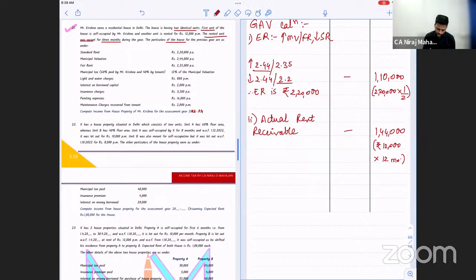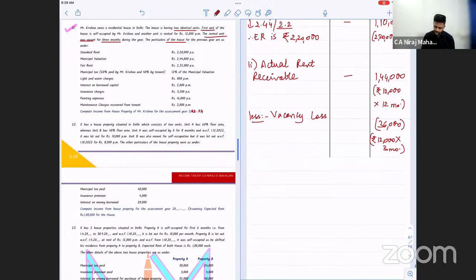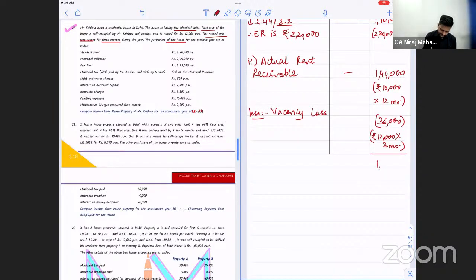Then what do we write next? There is a vacancy loss, bachcho, of 3 months. So rupees 12,000 into 3 months, 36,000. Yes or no, all of you? And because of that, this figure comes to 1,08,000. All of you? Tell me. Clear till here? All of you tell me.